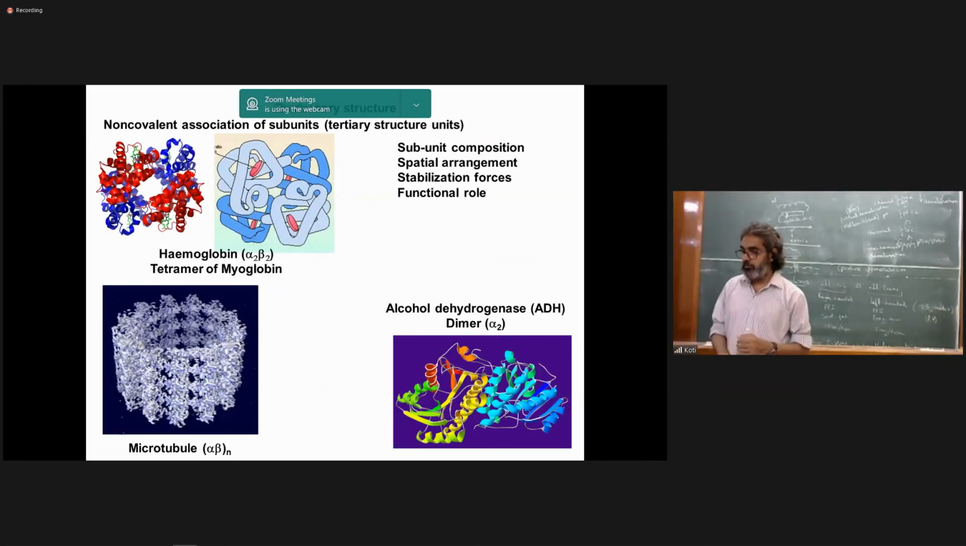Okay, what is the question? Sir, in this context, what do alpha and beta signify? Because we understand alpha and beta in terms of secondary structures. No, so don't confuse it with that. These are quaternary structures.